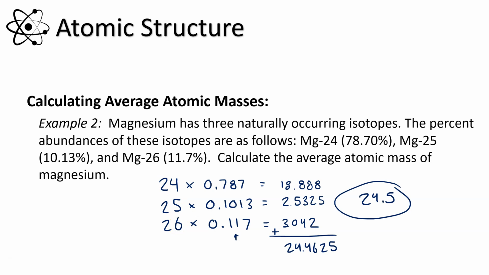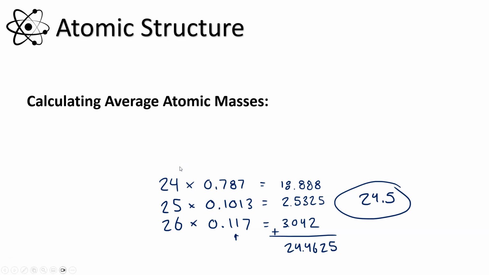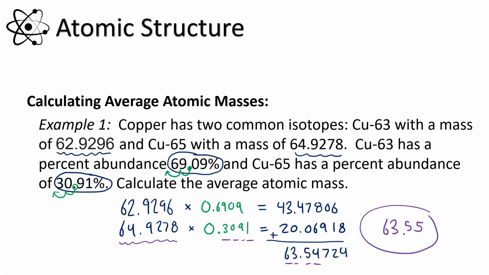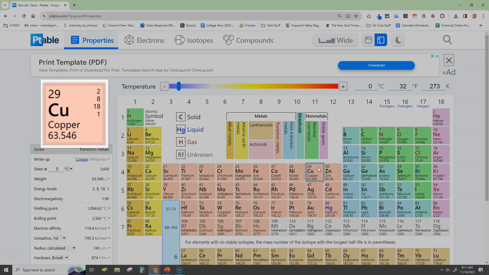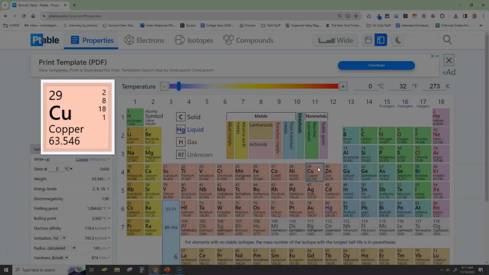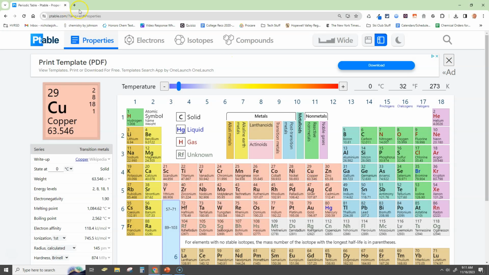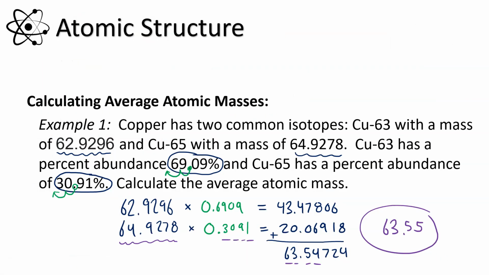If I go back and do the same check with my copper calculation, and with the copper we did use the exact masses of 62.9296, you'll see that in copper's case, remember we got 63.55, and this matches almost exactly with what we find on the periodic table. So either way, knowing that you can check a periodic table to see if you did a good job is nice to know.